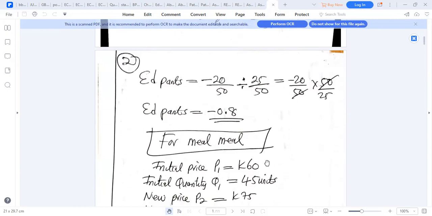Haida? It is inelastic. Good. The demand is inelastic. All right. So this simply means the proportion by which he increased his prices.